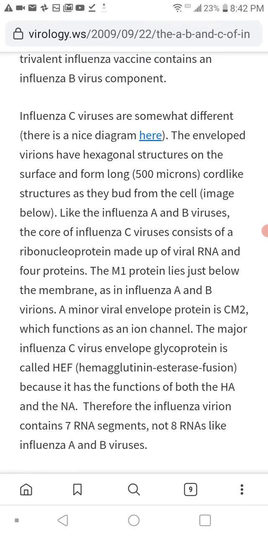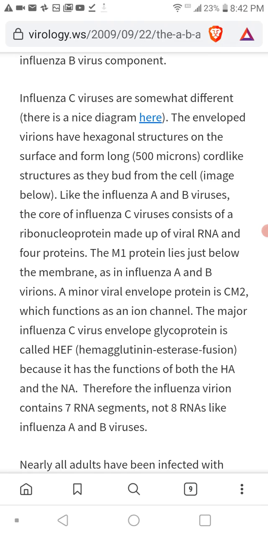Influenza C viruses are somewhat different. The enveloped virions have hexagonal structures on the surface and form cord-like structures as they bud from the cells. Like the Influenza A and B viruses, the core of Influenza C virus consists of ribonucleoproteins made up of viral RNA and four proteins. The M1 protein lies just below the membrane. As in Influenza A and B virions, a minor viral envelope protein is CM2, which functions as an ion channel.